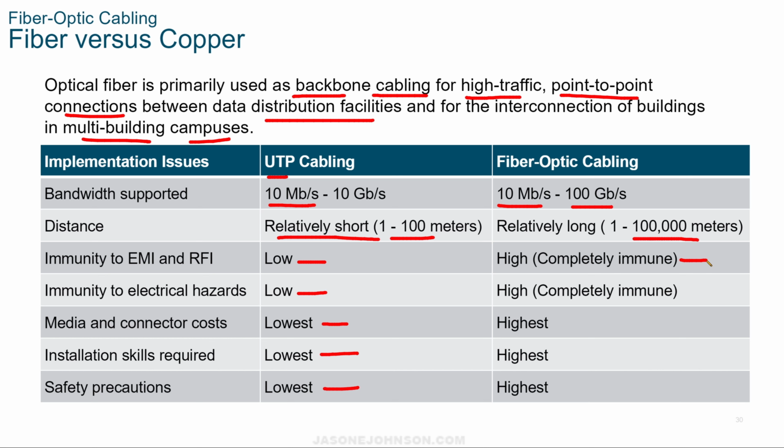Fiber optic is completely immune to EMI. It's completely immune to electrical hazards, but it is very expensive. It does take some extra training and extra skills to install, and the safety precautions are a lot more because if you break the wire, and where you're laying the wire, you have to make sure it's not cut. There are a lot more safety precautions that need to be taken and put in place.